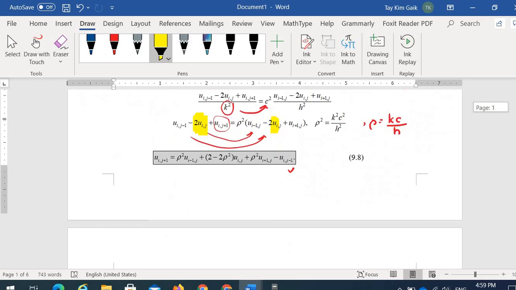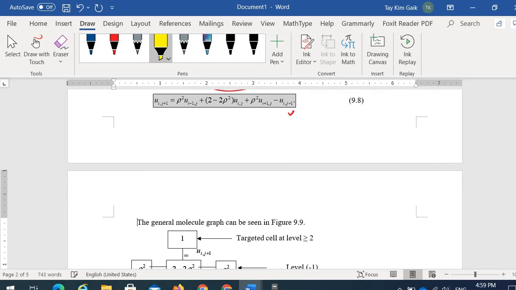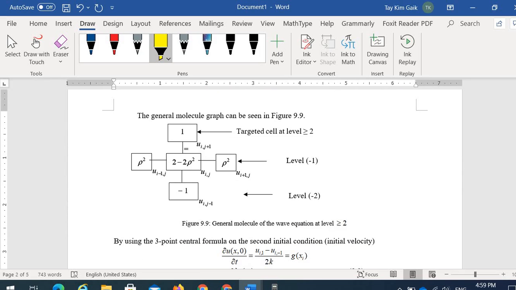From equation 5.8, we can draw it into a molecule graph. So 1 times uij plus 1, then from the equation form we change to the graphical form. It is easier to memorize the graph rather than the equation. So we have 1 times uij plus 1 equal to rho squared of ui minus 1j plus 2 minus 2 rho squared uij plus rho squared of ui plus 1j minus uij minus 1.